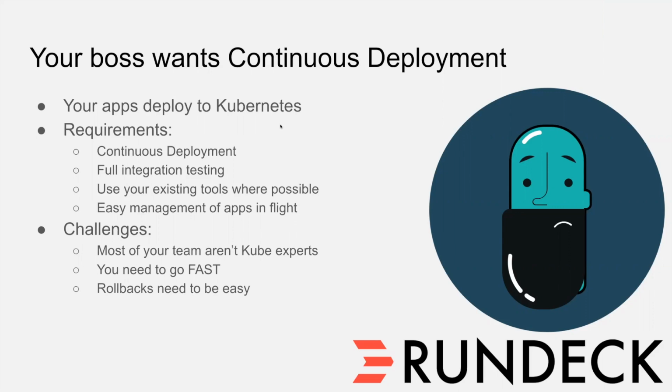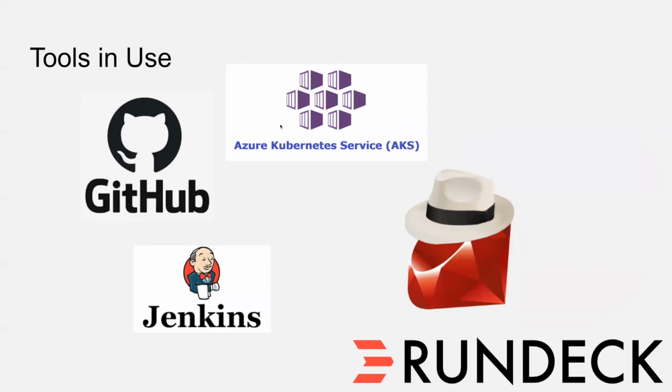But the challenges are you're deploying on Kubernetes. Most of your teams are not Kubernetes experts, and you need to be able to do this as fast as possible, including rollbacks. So that's the scenario for this particular demo. These are the tools that your team is currently using. You're deploying on Azure Kubernetes Service, code's in GitHub, testing's in Jenkins, and you're writing applications in Ruby and Sinatra.